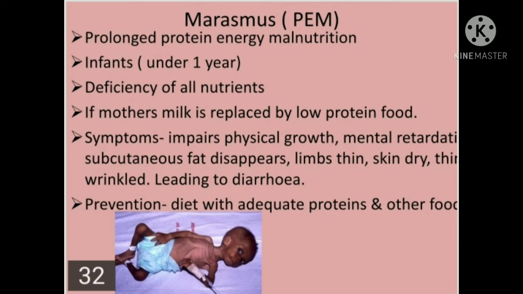Now the prevention. How is the prevention done? A good diet with an adequate amount of protein and other food should be given to the patient. Otherwise, there will be a great loss to the health of the child.